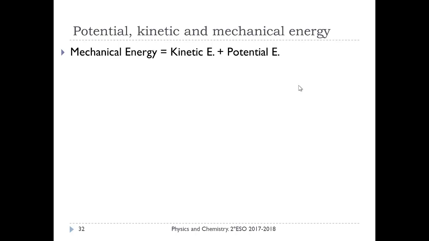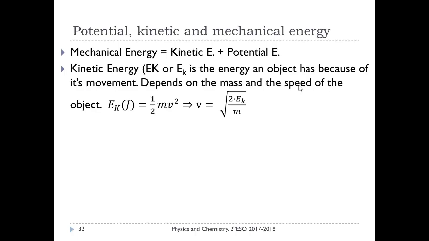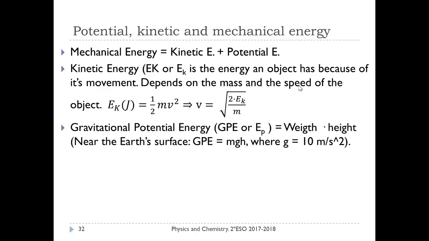And we're going to be ending up with, well, not finally, but we're going to see mechanical energy, which is the kinetic energy plus the potential energy. The kinetic energy of an object, expressed as Ek or E sub k, is the energy an object has because of its movement, and it depends on the mass and the speed of the object. And its formula is 1/2 of the mass times the squared velocity, and it's measured in joules. The SI unit is joules.